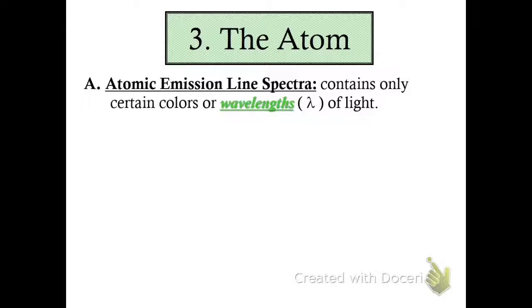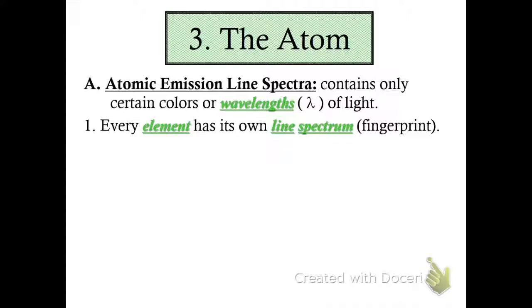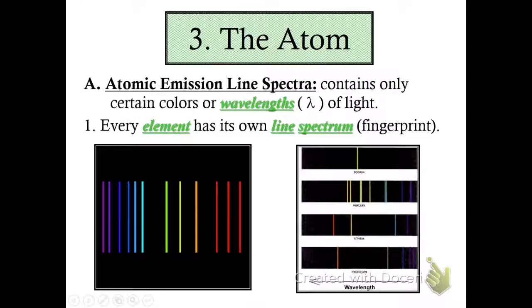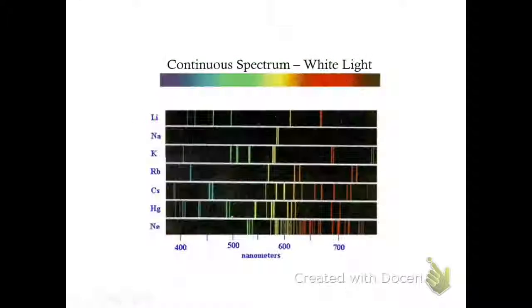Now, what this allows us to do is look at light given off by individual atoms. An atomic emission line spectrum contains only certain colors or wavelengths of light. Every element has its own line spectrum, which we use as a fingerprint to identify that specific element. We actually do this in a lab in this class. So you can see different elements giving off different characteristic wavelengths of light. A continuous spectrum given off by white light contains all the different colors, but individual elements will give off just certain wavelengths which will show up as lines when you look at them through a spectroscope.